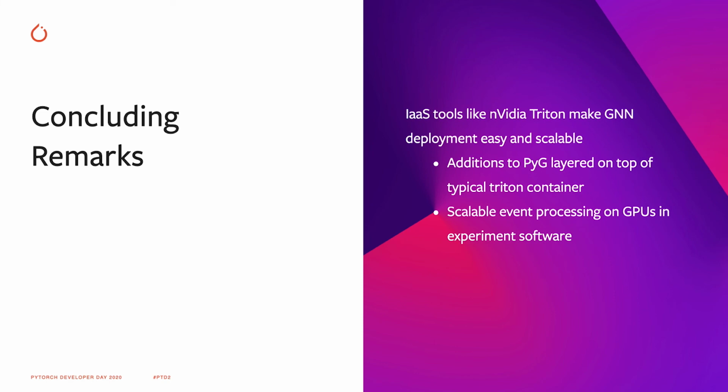We've tested this in inference as a service tools like NVIDIA Triton to make the serialized GNN easy to scale. We only had to add one additional container layer on top of NVIDIA Triton in order to make this work. And this gives us scalable event processing on GPUs that's factorized from our typical compute, which is good for us.